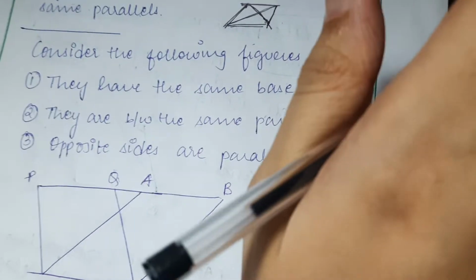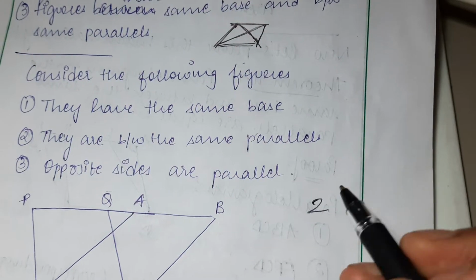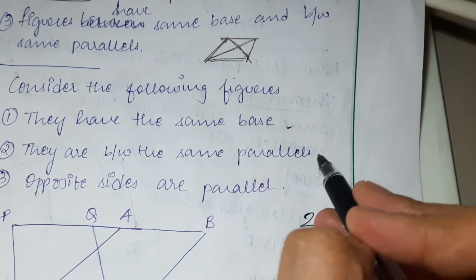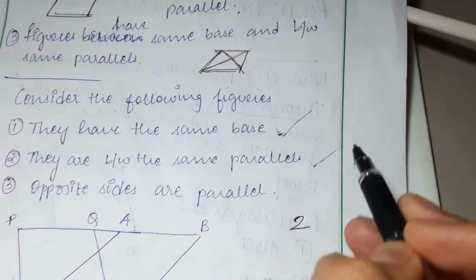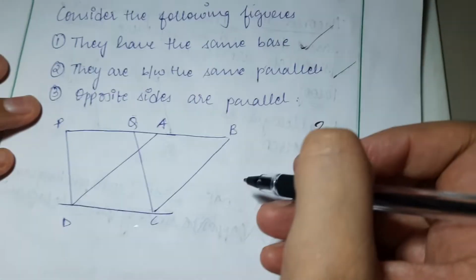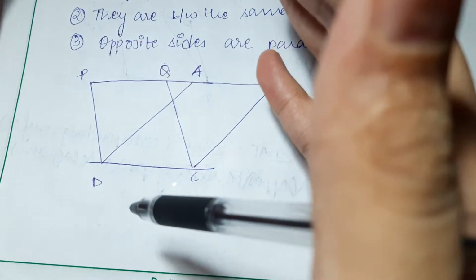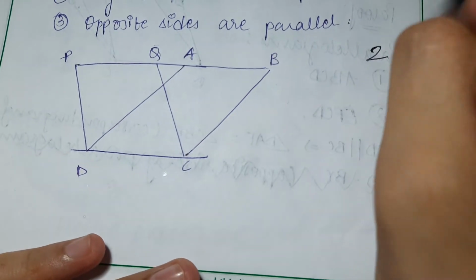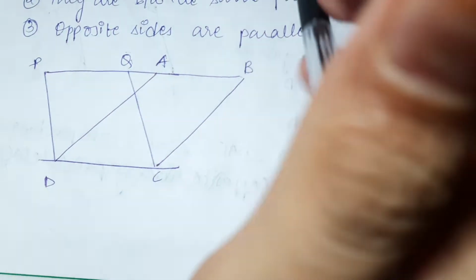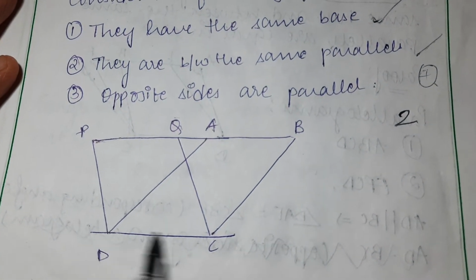we have figures. Again we have two figures, and the properties of these figures are, again, that they have the same base and they're between the same parallels, just like before. The only extra property here is that the opposite sides of these figures, not the parallel lines but the other two sides, are also parallel. These figures have four sides. So the other two sides are also parallel, like this.